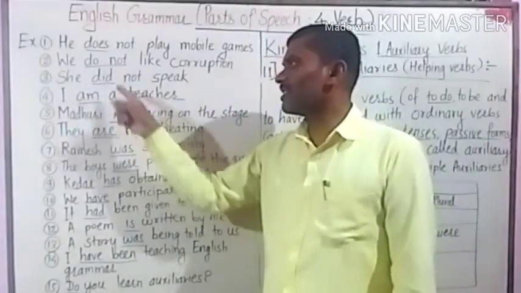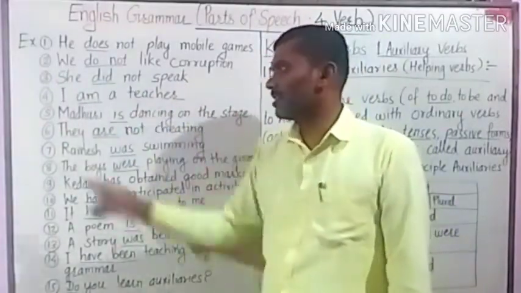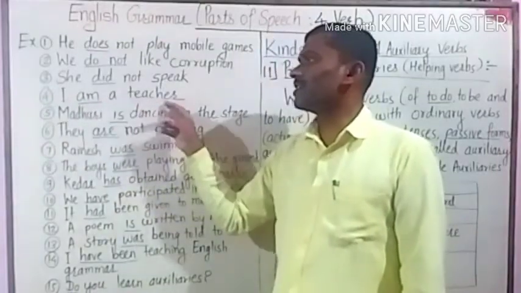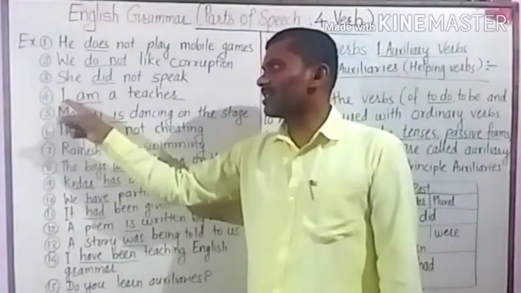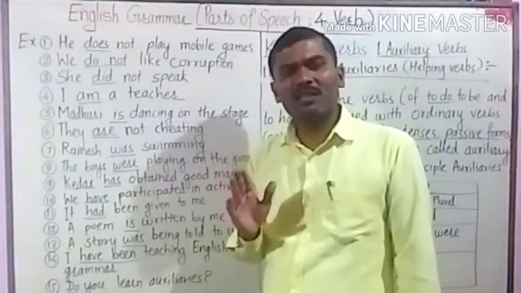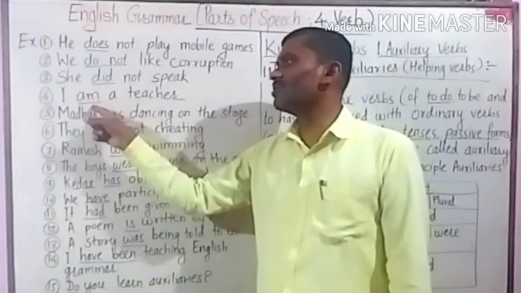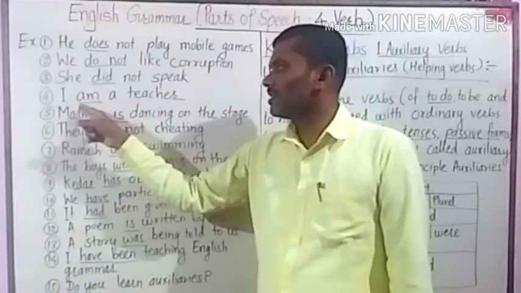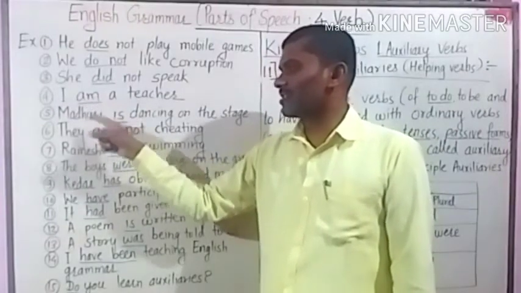In this sentence, did is an auxiliary. Fourth, I am a teacher. Here the subject is I, it is a pronoun, it is first person, so we have used singular am. And this word is an auxiliary.